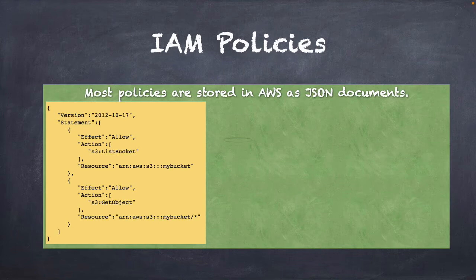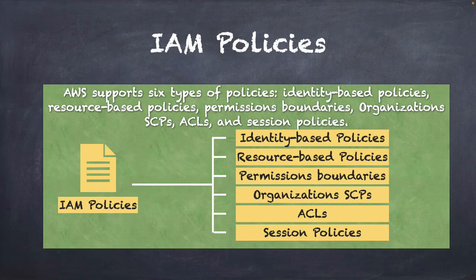And here is an example of a JSON document that allows us to list the objects in an S3 bucket called myBucket and get its objects. AWS supports 6 types of policies: the identity-based policies, the resource-based policies, the permission boundaries, organization security control policies, the access control list, and the session policies.